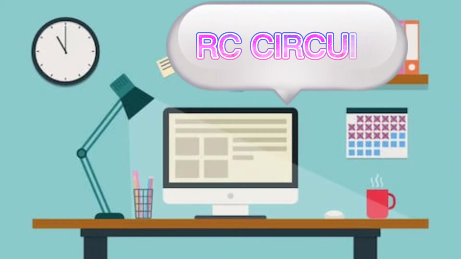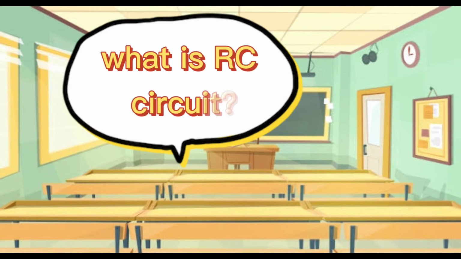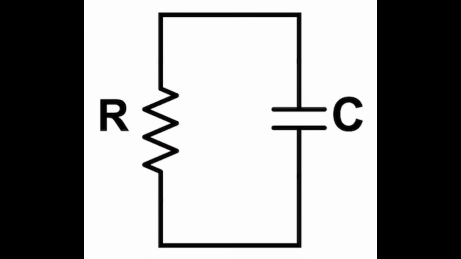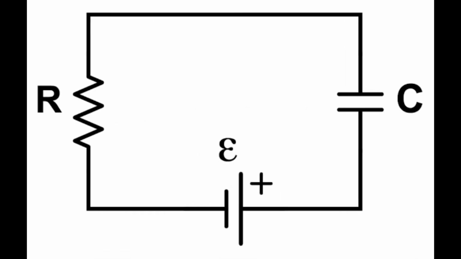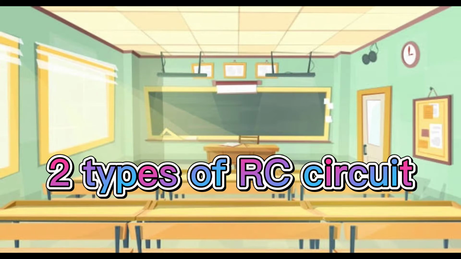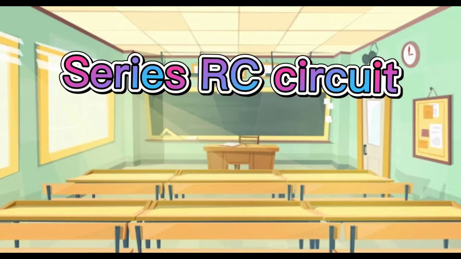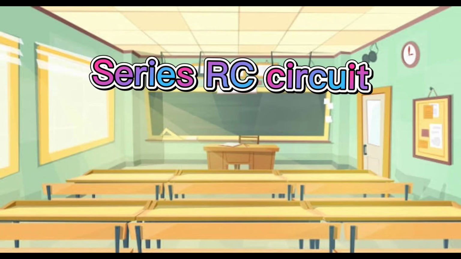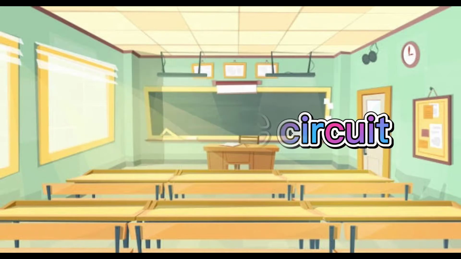Next, we have RC circuit for physics. But first, let us define what is an RC circuit. A resistor-capacitor circuit, or RC filter or RC network, is an electric circuit composed of resistors and capacitors. And also, there are two types of circuit. First, we have the series RC circuit and then the parallel RC circuit.